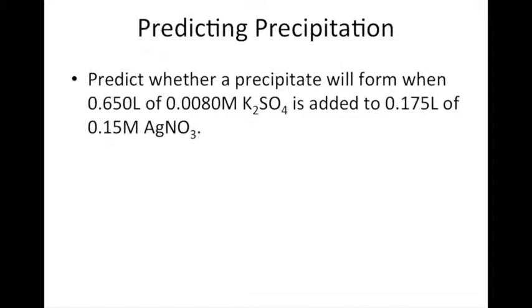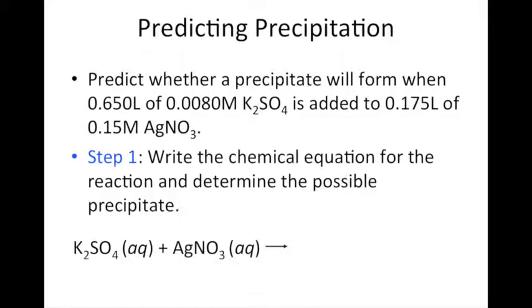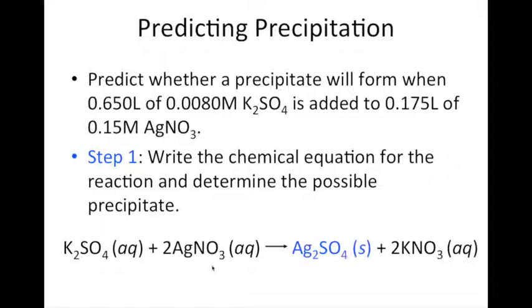Okay, so the first thing we need to do is determine what products are going to form here. So let's write our chemical equation and determine which of our products is likely to precipitate. We're reacting potassium sulfate with silver nitrate. So we're going to get silver sulfate and potassium nitrate. So here I have the balanced chemical equation. Potassium and nitrate salts are very soluble, but silver sulfate is possibly going to be the precipitate that will form. We have to analyze our concentrations of ions first, though.